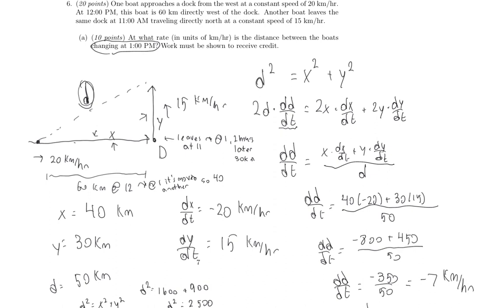So dD/dt is, I'll just rewrite it one more time without the little middle step, negative 7 kilometers per hour, aka the boats are getting 7 kilometers closer per hour at the instant of 1 p.m. That speed might be changing if we were looking somewhere else, but at that moment, they're getting closer to each other at about 7 kilometers per hour.